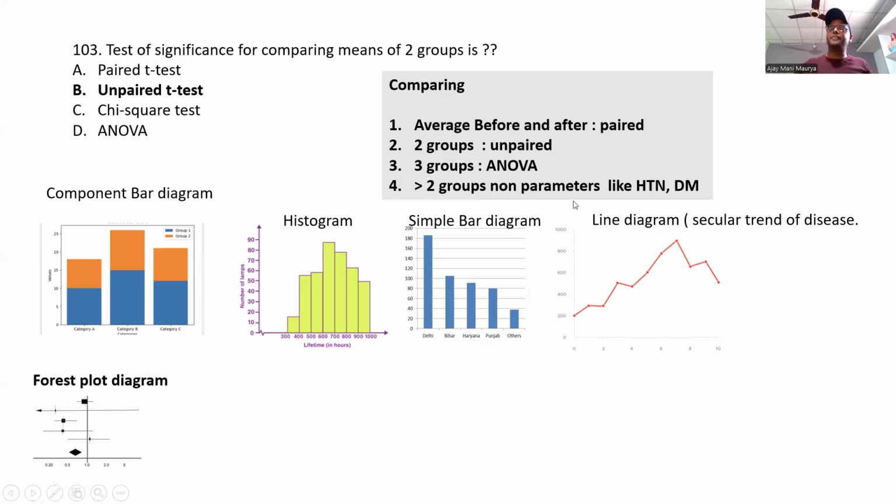For non-paired categorical data, like when they give the history of hypertension and diabetes and are comparing the two groups, it is going to be the chi square. Okay, now. Chi square, okay? This is a chi square study.